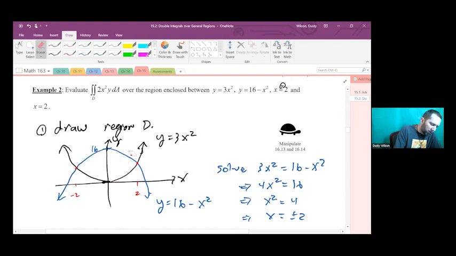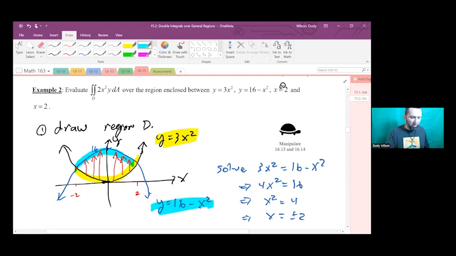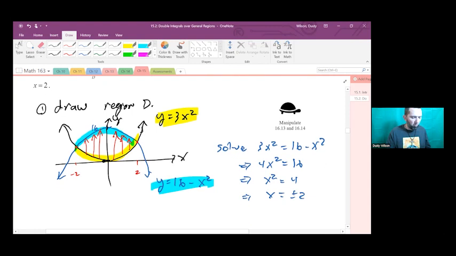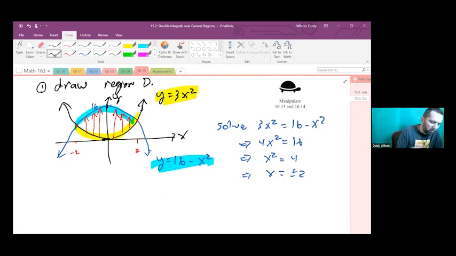So instead of taking that approach, let's integrate vertically. And so I'm going to draw a whole bunch of these arrows through my region. Okay. And I can see that the bottom of the arrows is all here on y equals 3x squared. And the top of my arrows is all ending on y equals 16 minus x squared. So with that in mind, the next thing we can do is set up our iterated integral.